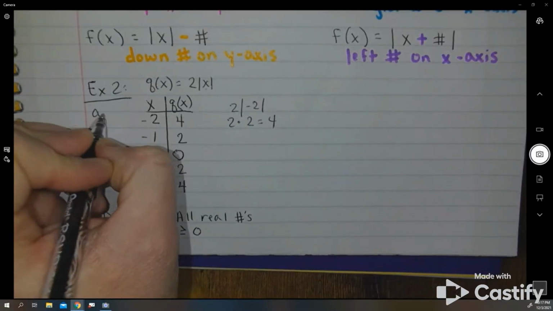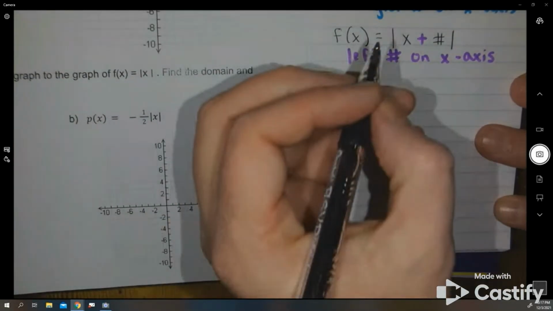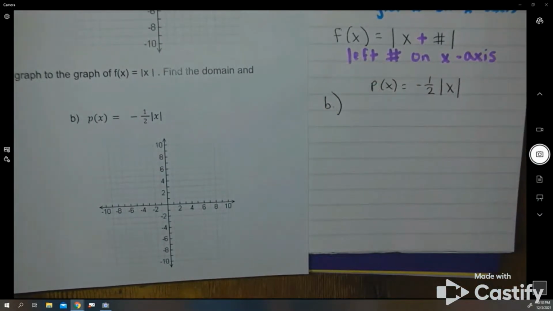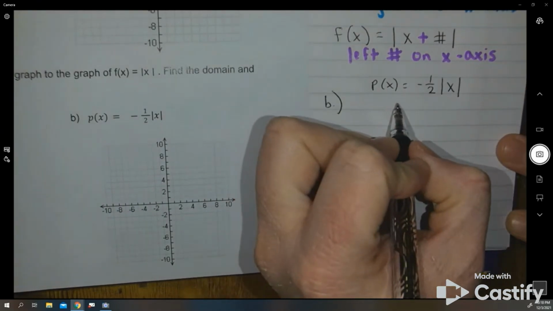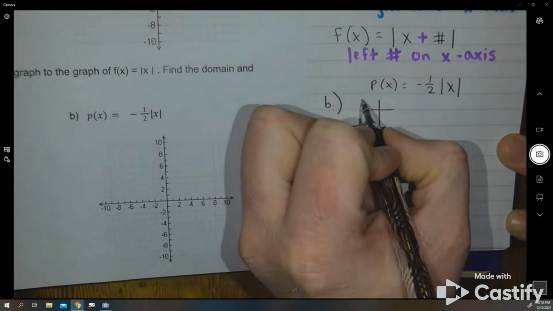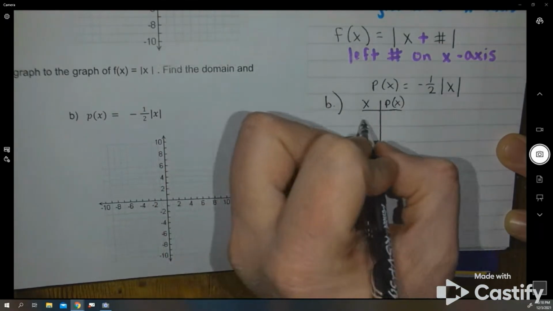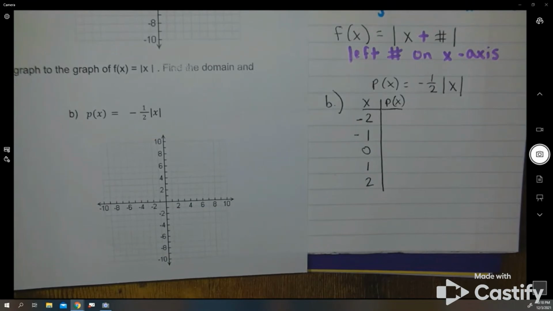All right, let's look at part B of that example. In this one, we have the function p of x equals -1/2 times absolute value of x. I want you to think in your mind, make a prediction about what you think is going to happen to this graph in comparison maybe to the one we just did and also to the one that we started with, just a plain old absolute value of x. So we're going to make our table. So we have x and p of x. We're going to use the points -2, -1, 0, 1, and 2.